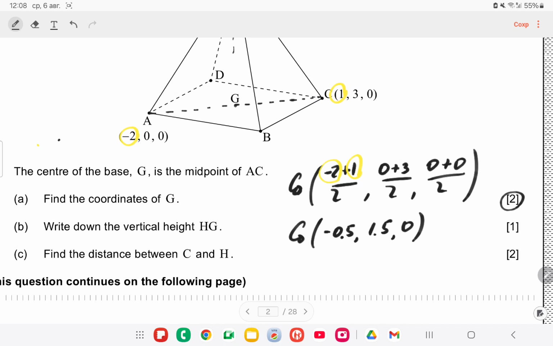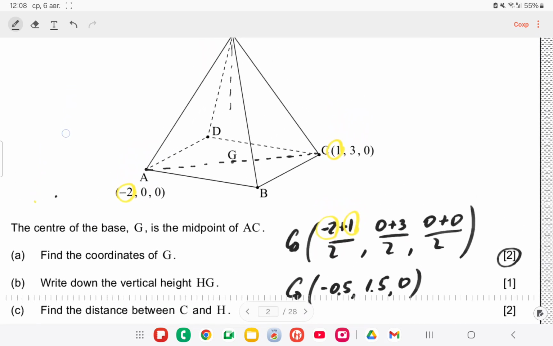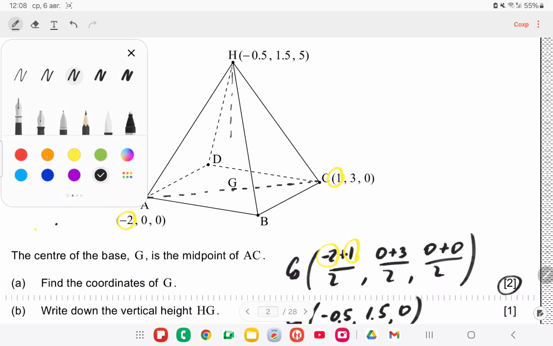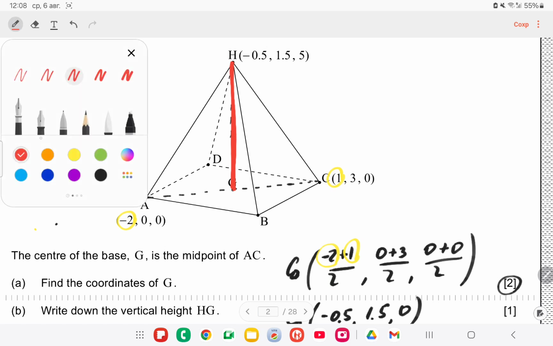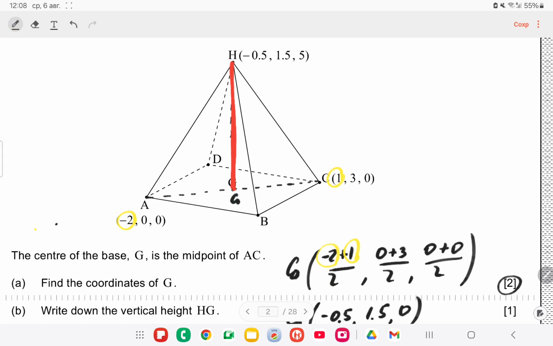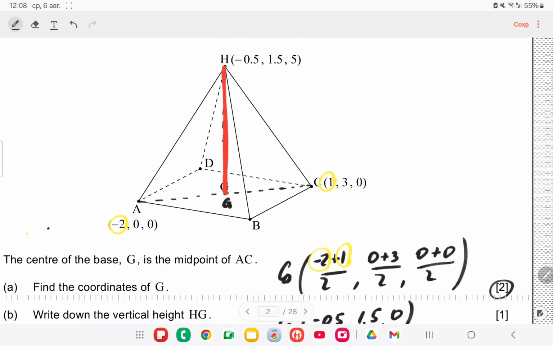So this is the coordinate of point G, which is the midpoint of AC. So we know that G is a midpoint. It's actually given also. Part B, write down the vertical height HG. HG, let me underline, this is HG. If we connect, this is HG. Okay, now we know the coordinates of point G, and we should use the formula for the distance between 2 points. So HG is equal to the square root of the difference of corresponding coordinates.